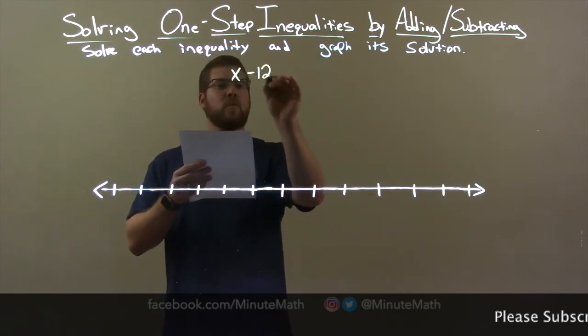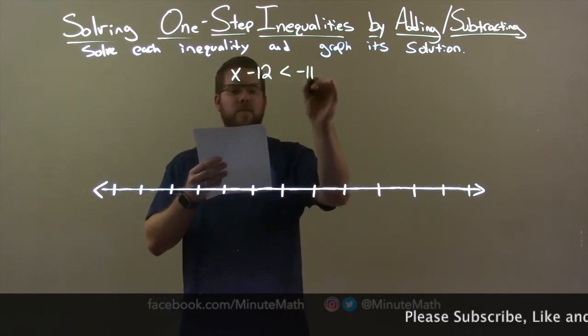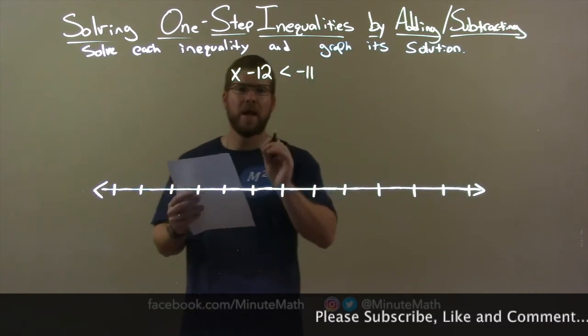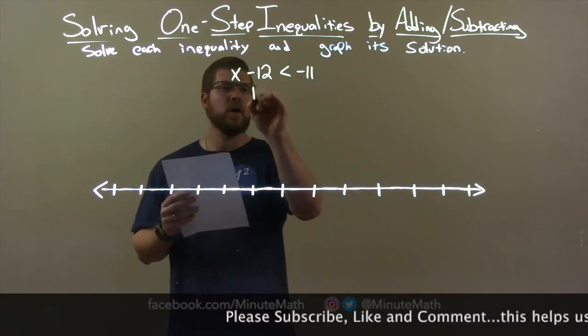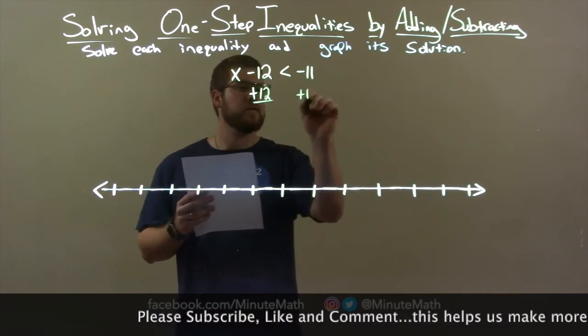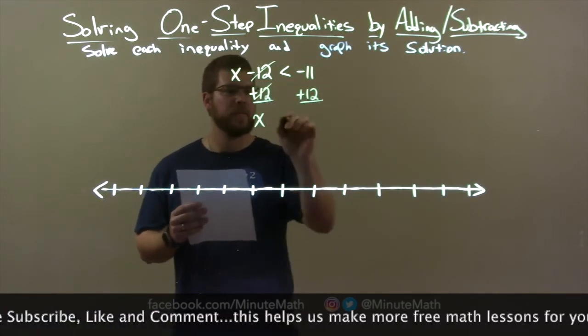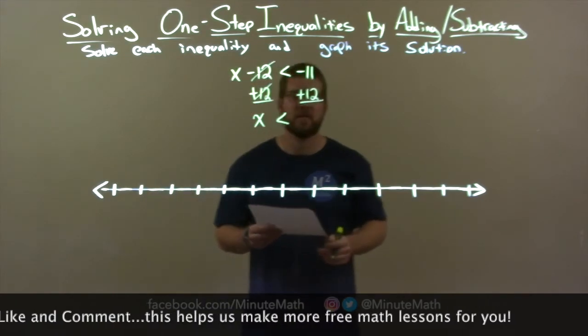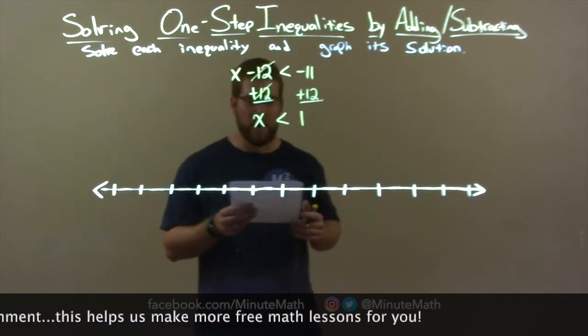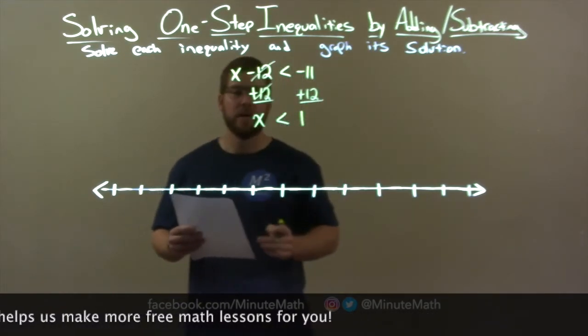x minus 12 is less than negative 11. Well, I want to add 12 to both sides. The reason I do that is to get x completely by itself. x is now less than negative 11 plus 12, which is positive 1. So now we have our inequality. We need to graph it.